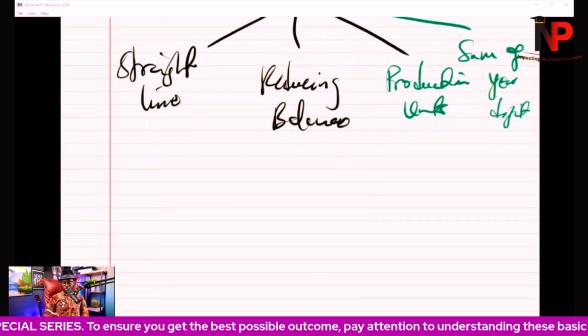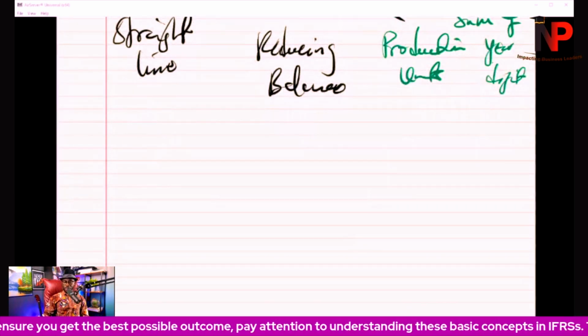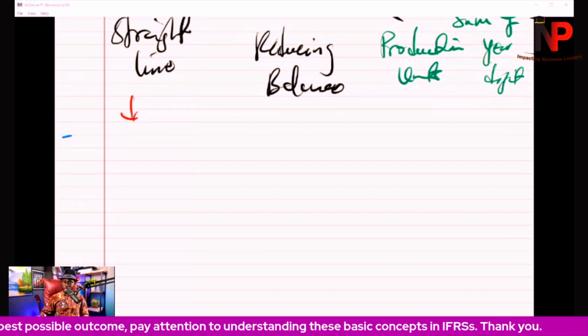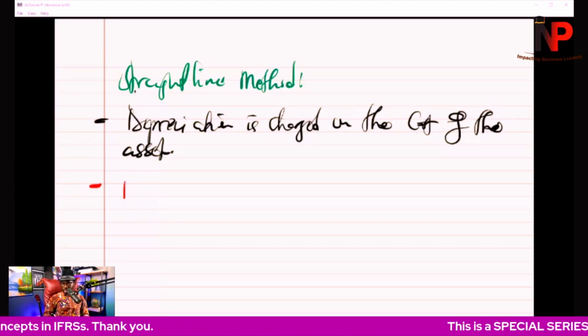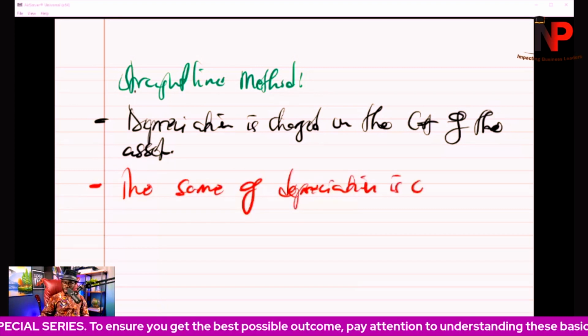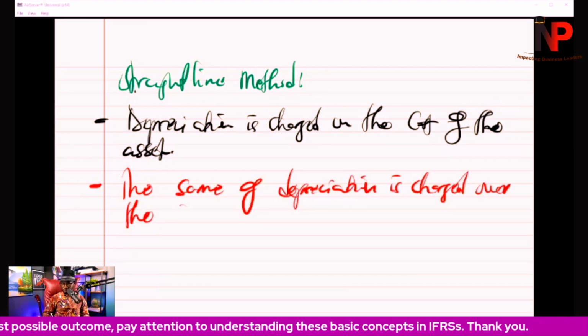But in the straight line method, depreciation is going to be charged on the cost of the assets. What does that mean? It means that the same amount of depreciation is charged over the economic useful life of the assets.